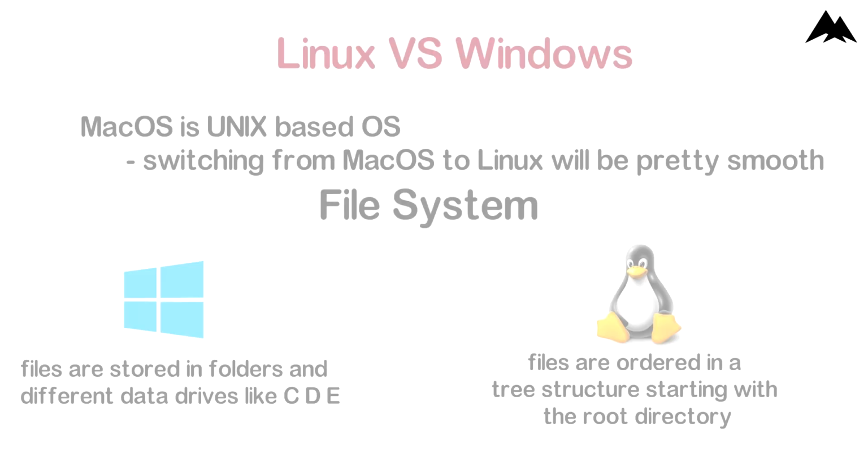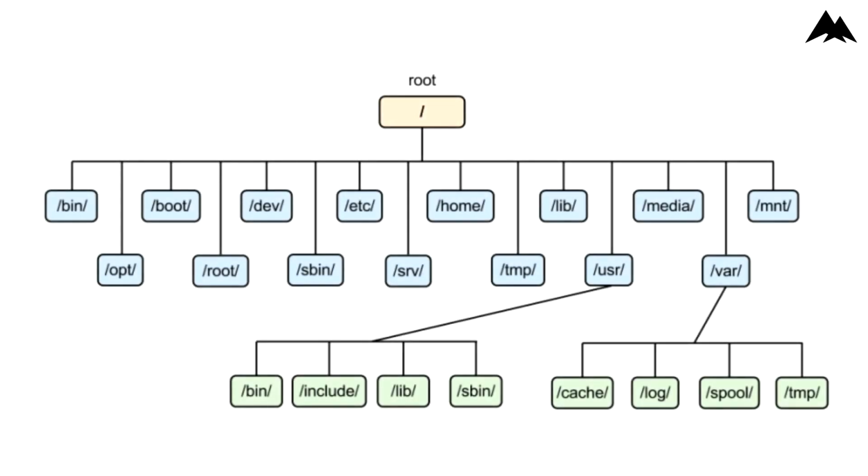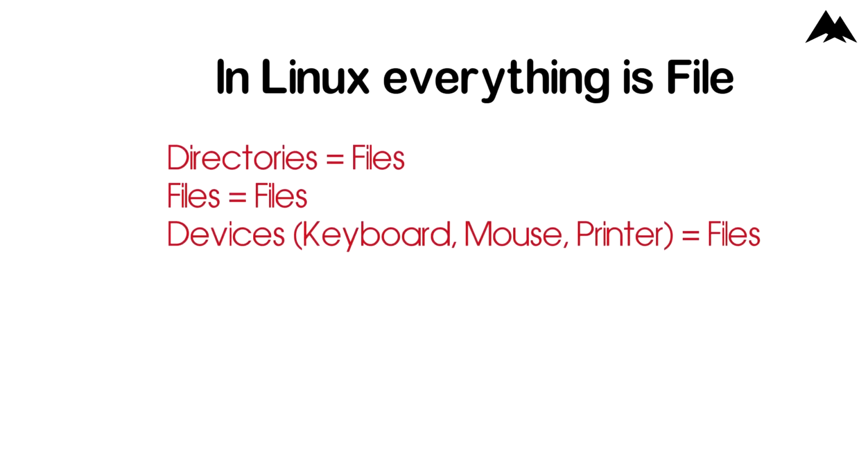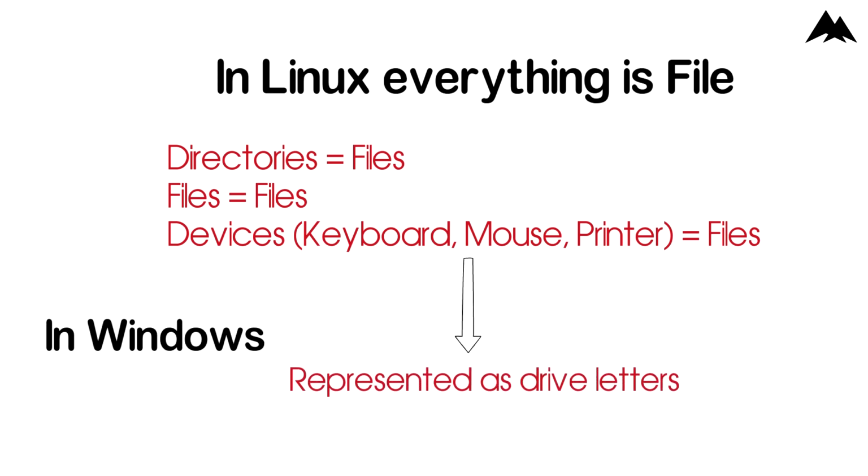This root directory can be considered as the start of the file system, and it further branches out into various other subdirectories. The root is denoted with a forward slash. In Linux, everything is a file. Directories are files, files are files, and devices like keyboard, mouse, printer are files. But in Windows, devices like printers, CD-ROMs, and hard drives are represented as drive letters.